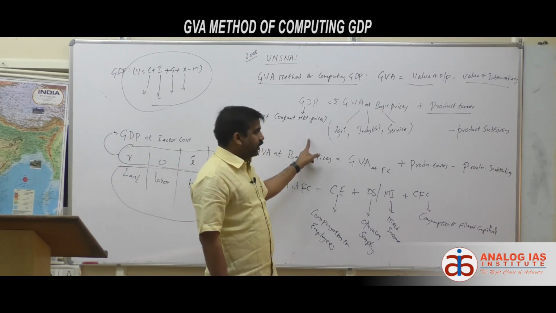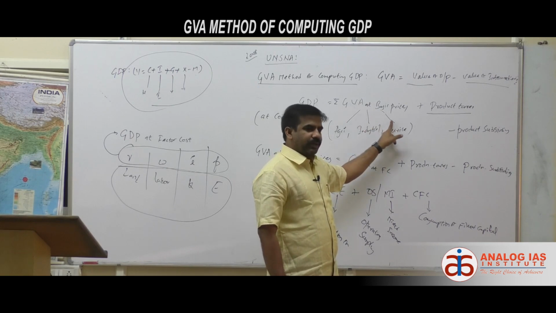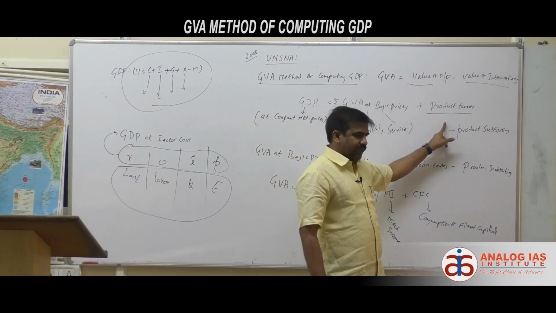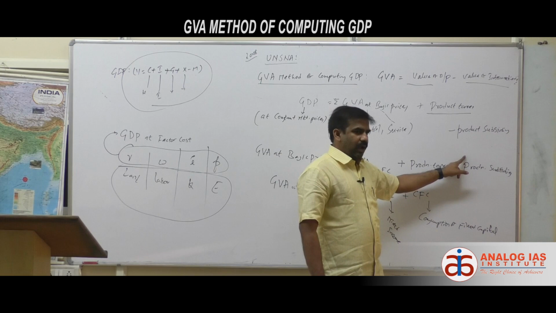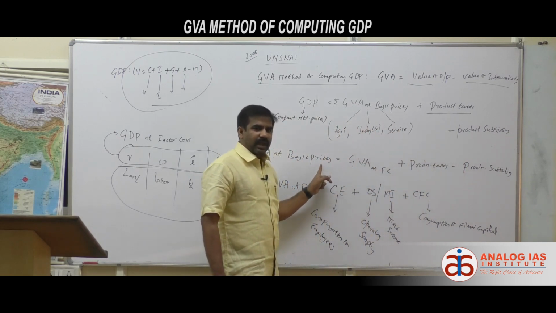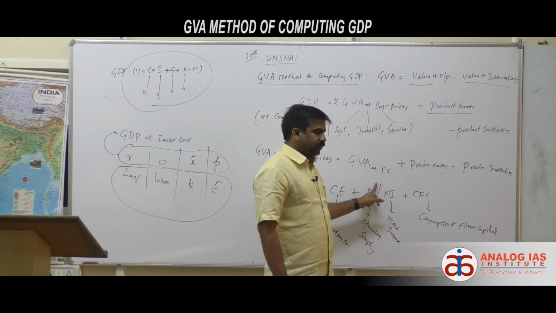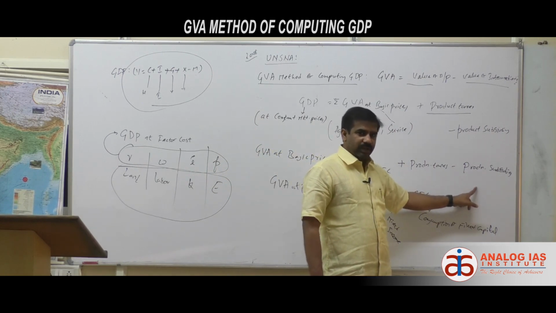How do we calculate it? By summing up gross value added at the basic prices from all sectors. To that we add the product taxes and subtract product subsidies. And how is GVA at basic prices calculated? It is simply taking GVA at factor cost, adding production taxes and subtracting production subsidies.